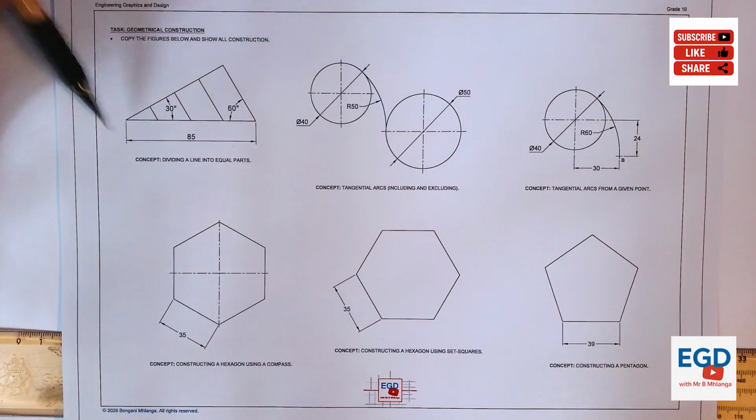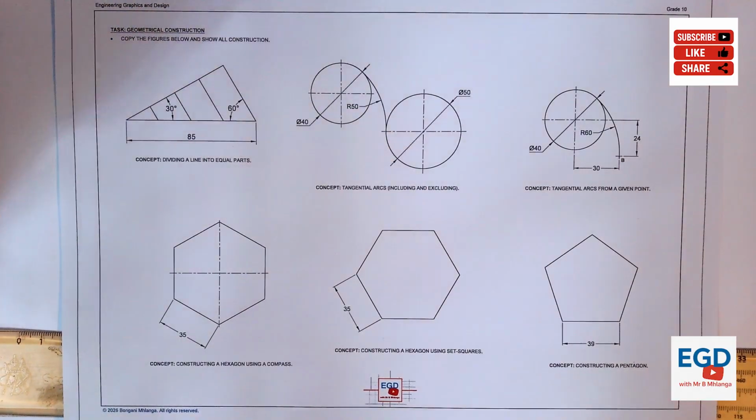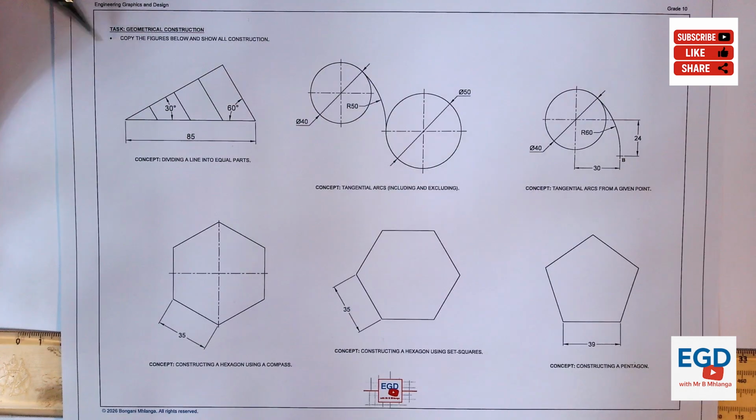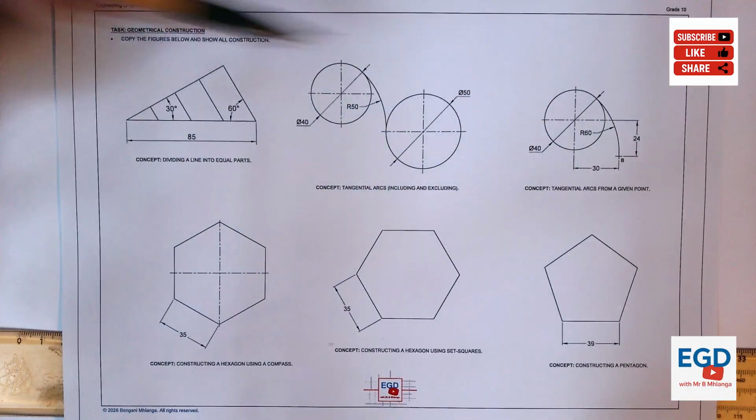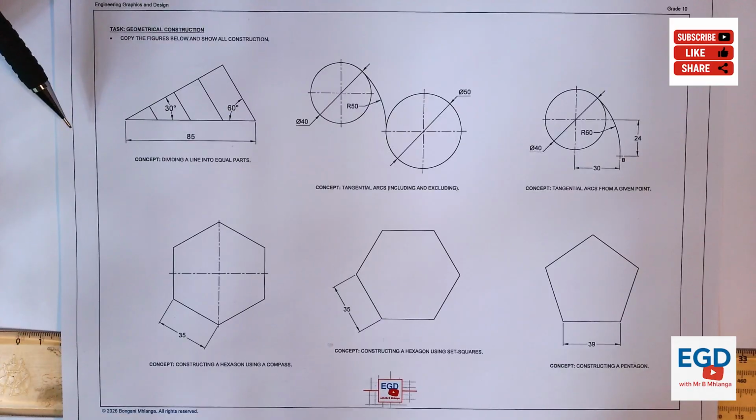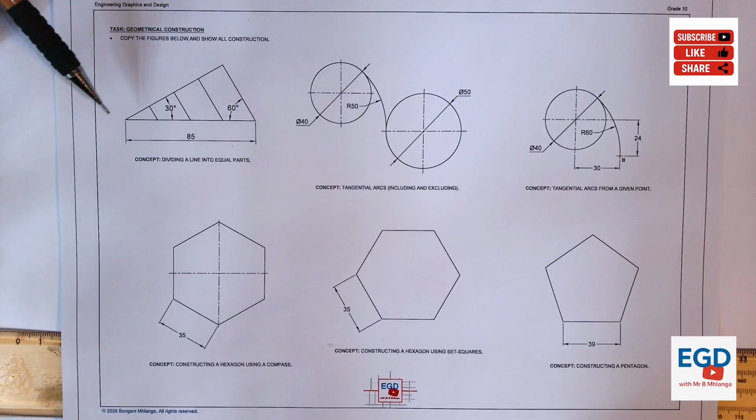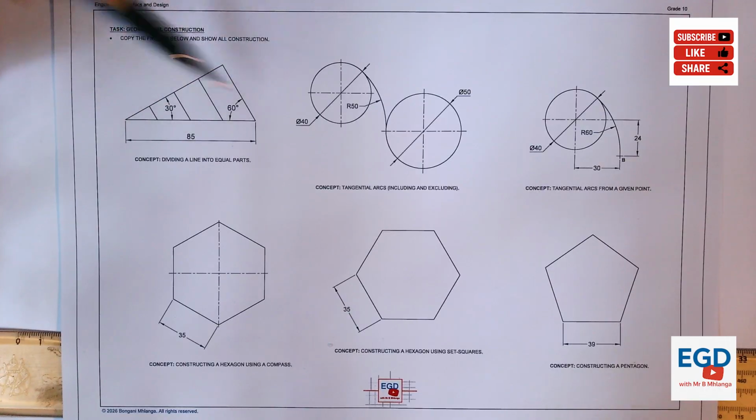So we are given this figure. Before I explain these figures, the question says copy the figures below and show all construction. It is very important for you to show all construction when you draw these figures, because you get marks for showing how you came up with that figure. All right. Okay, so we are given a figure here.